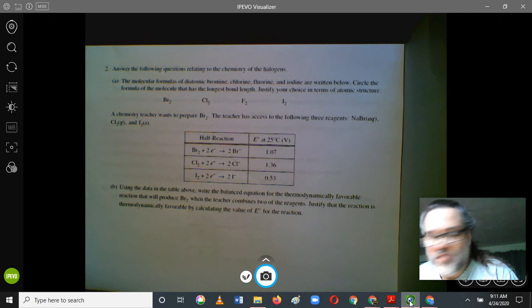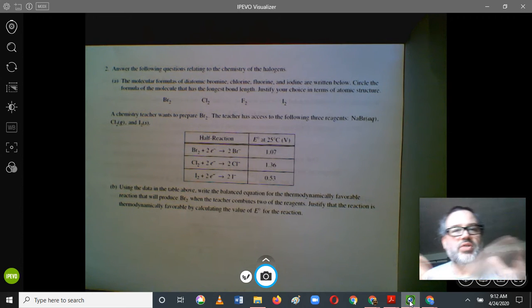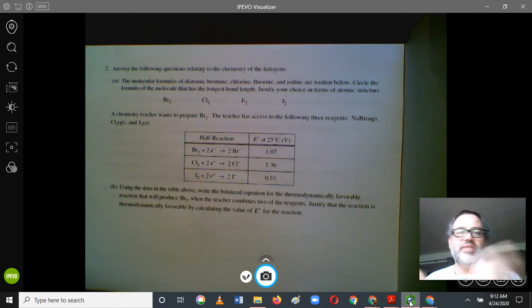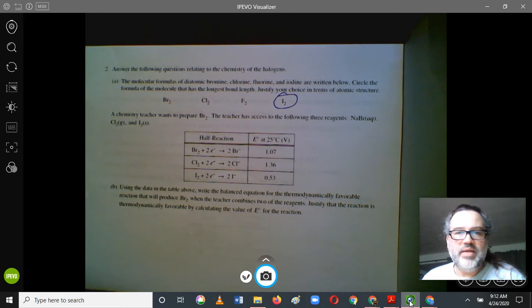When we read through it, it says the molecular formulas of three molecules, diatomic bromine, chlorine, and fluorine, are written below. Which one has the longest bond length, and justify your answer in terms of atomic structure. So what you want to do there is think about the size of the atom. If you go down toward the bottom of the periodic table, you see that iodine has the largest size.